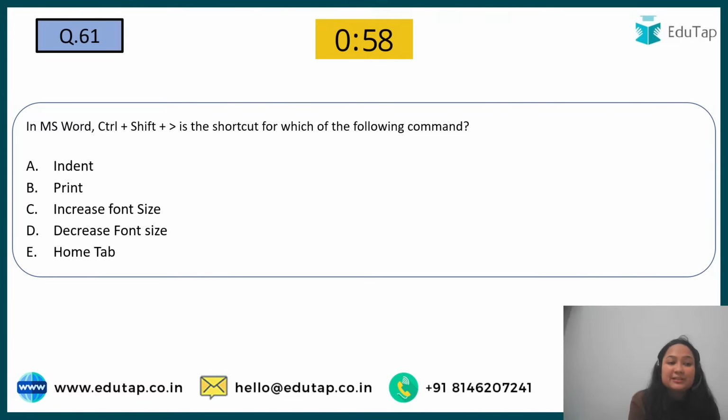Now question number 61. In MS Word, Control, Shift and arrow is used for, and the arrow we are using is the right arrow, so it is the greater than sign that we have. It is the shortcut for which of the following commands? Is it for indent? Is it for print? Is it for increase font size? Is it for decrease font size? Or is it for home tab? So question number 61, what can be the correct answer? Yes, option number C. Nilesh has given the quickest answer. Anu, then Dipali, Vivek. Very good. All right.